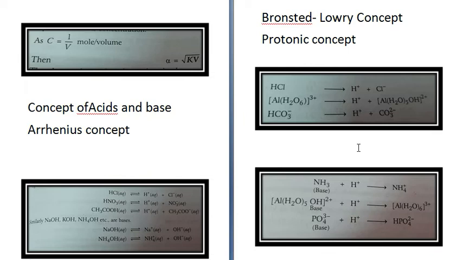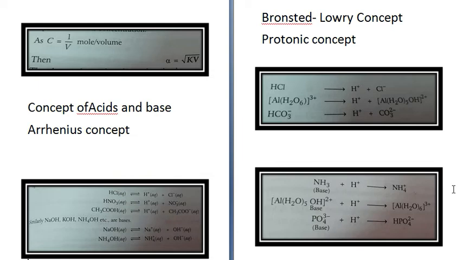Bases are those molecules, cations or anions which have a tendency to accept H+. Like NH3, it can take H+ to give you NH4+. So this is a base. [Al(H2O)5OH]2+ is taking H+ to become [Al(H2O)6]3+, so it is a base. PO4 3- is accepting an H+ to become HPO4 2-, so it is a base.